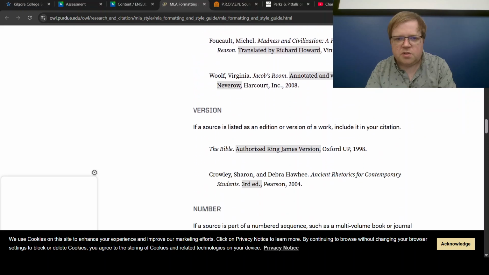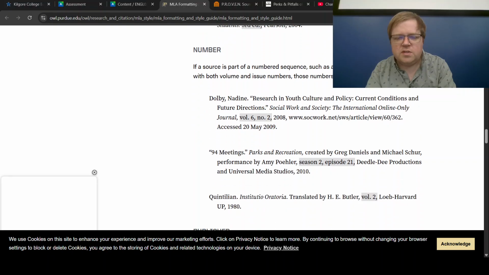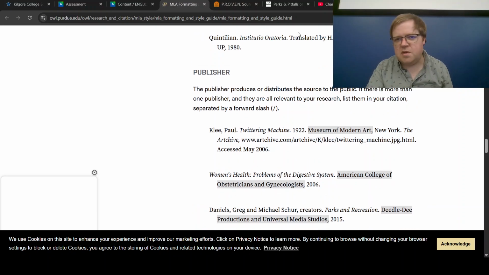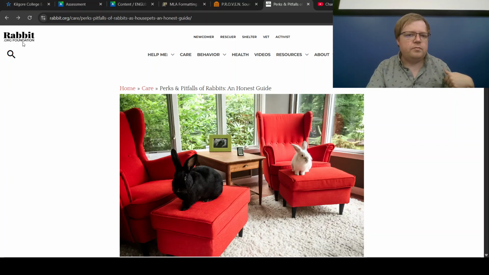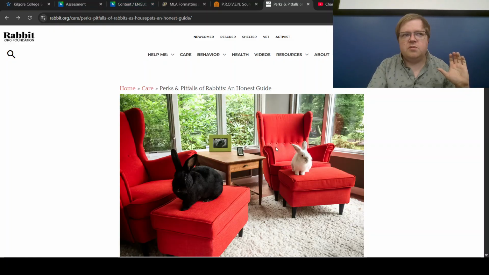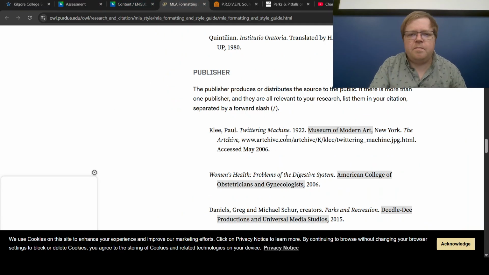Other contributors. This doesn't have other contributors. This doesn't have other versions. This doesn't have other numbers. Publisher in this case will be exactly the same as the website, because it's still rabbits.org. If it was a New York Times article and it was published by the Associated Press, then the publisher would be Associated Press and the container would be New York Times, or vice versa. So we don't need that.